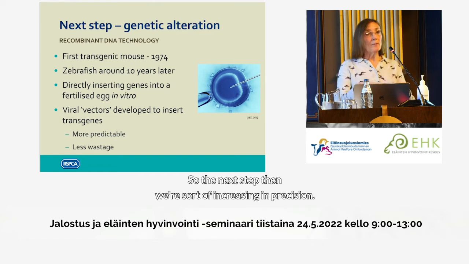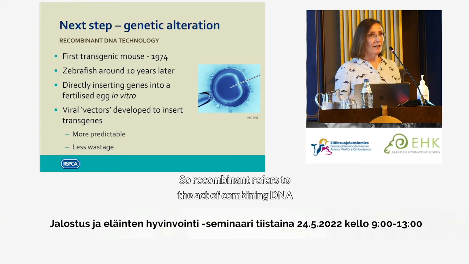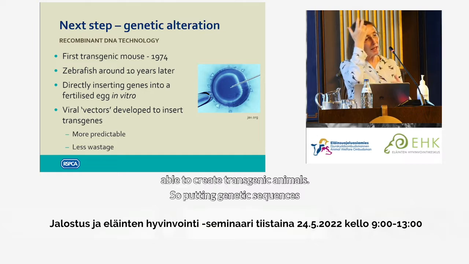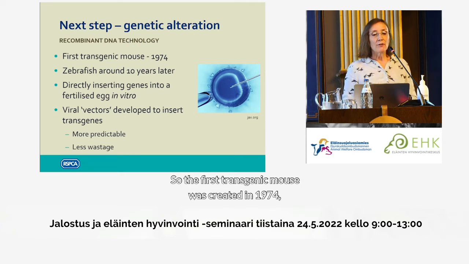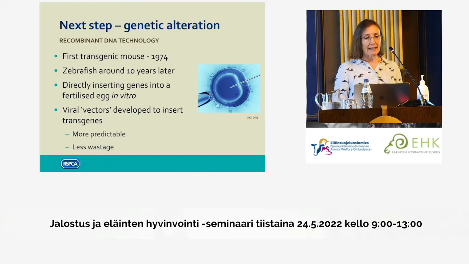So the next step then, we're increasing in precision. The next step is genetic alteration using recombinant DNA technology. Recombinant refers to the act of combining DNA from different species. This is where scientists became able to create transgenic animals, so putting genetic sequences from one species into a completely different species. The first transgenic mouse was created in 1974, and the first transgenic zebrafish about 10 years later.